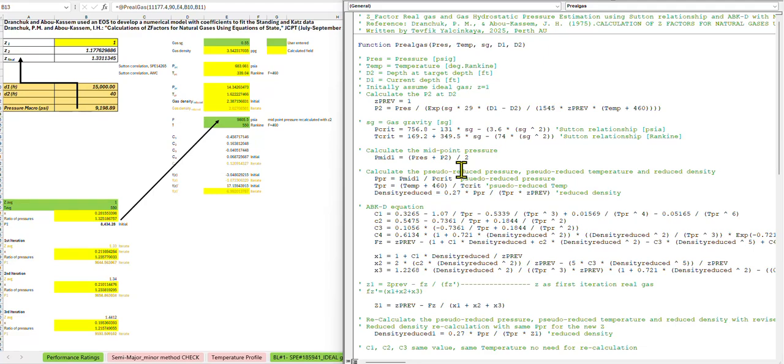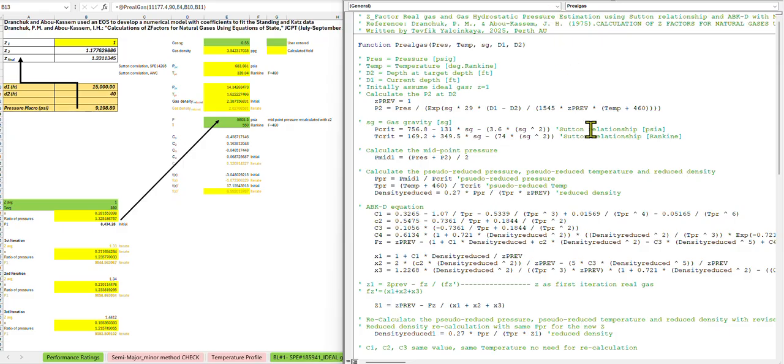Hello everybody, today I'm going to present the final version of the design limit plot that I have been developing for a couple of months. The first one I want to talk about is the pressure estimation of the real gas using the Abu Qasim Dranchik method.